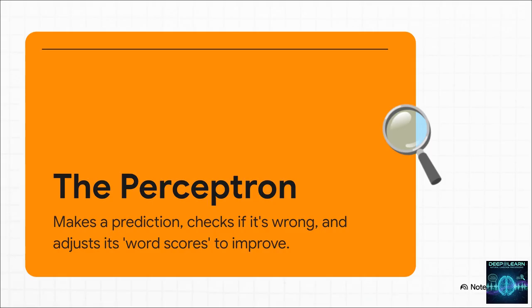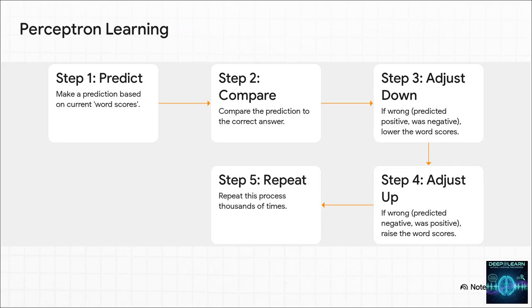The real magic, though, is in how it learns those scores in the first place. And the way it learns is just a simple loop of trial and error. The model takes a review and makes a guess. If it gets it wrong, let's say it predicted positive for a review that was actually negative, it goes back and just slightly nudges down the scores for all the words in that specific review. It does this over and over and over again, thousands of times, slowly but surely getting smarter with every single mistake.